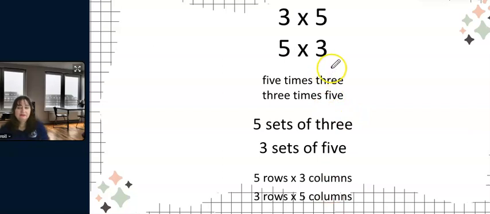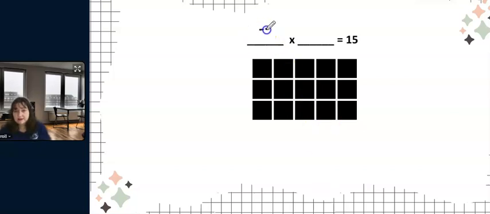3 times 5, 5 times 3, 5 sets of 3, 3 sets of 5, 5 rows by 3 columns, 3 rows by 5 columns. That's right, this ends up being a 3 by 5. Now, think about this, and it may help you to keep it in your head: 1, 2, 3 by 1, 2, 3, 4, 5. It's kind of like an area.